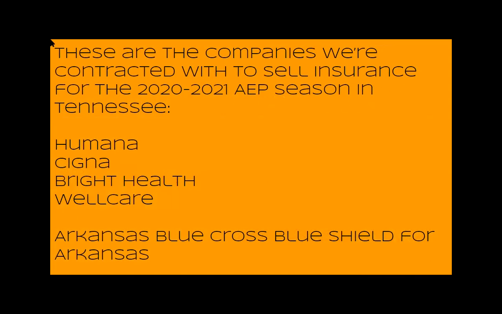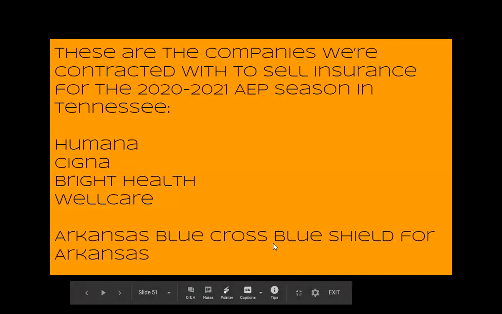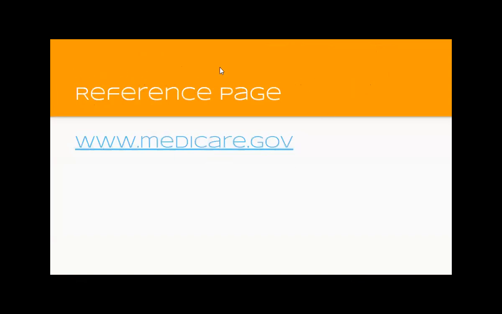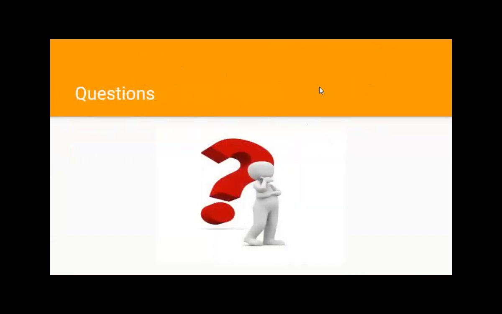These are just some of the companies that we are contracted to sell insurance with for the 2020-21 AEP season. In Tennessee, we have Humana, Cigna, Bright Health, and WellCare, as well as Aetna and United Healthcare, and then Arkansas Blue Cross Blue Shield. You can also find all of this information on Medicare.gov, because that's where we got our information from. Do you have any questions, Sister K?